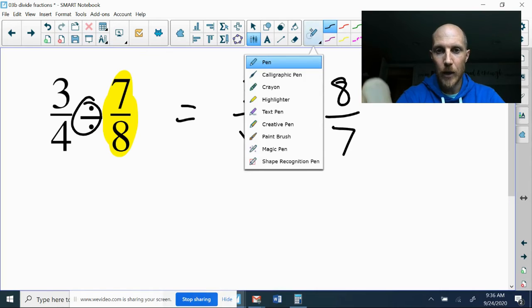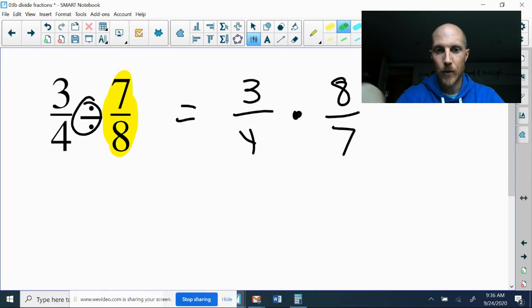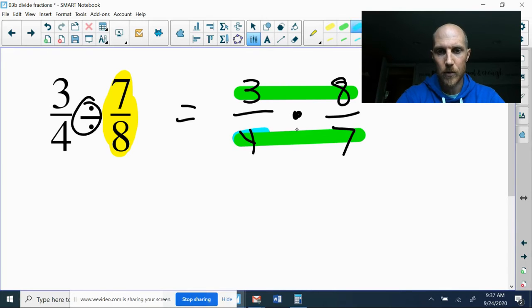Okay, so multiply straight across the tops. Top times top, that'll be 3 times 8. And bottom times bottom.